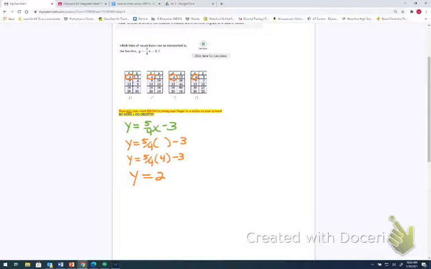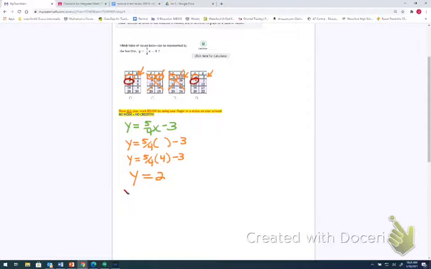Now, if we go to look at our tables, do you notice in the first table the y is 2? That's good. In the second table, do you see how the y is 7? That doesn't work. In the third table, do you see that the y is 12? That doesn't work. In the fourth table, do you see that the y is 2? So now I know that my answer is either the first table or the fourth table, okay? So now I'm going to select 8 for the x.